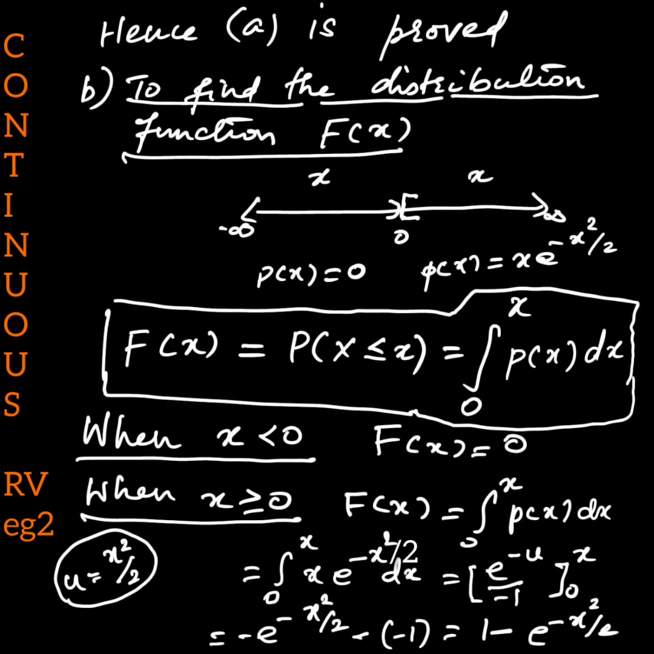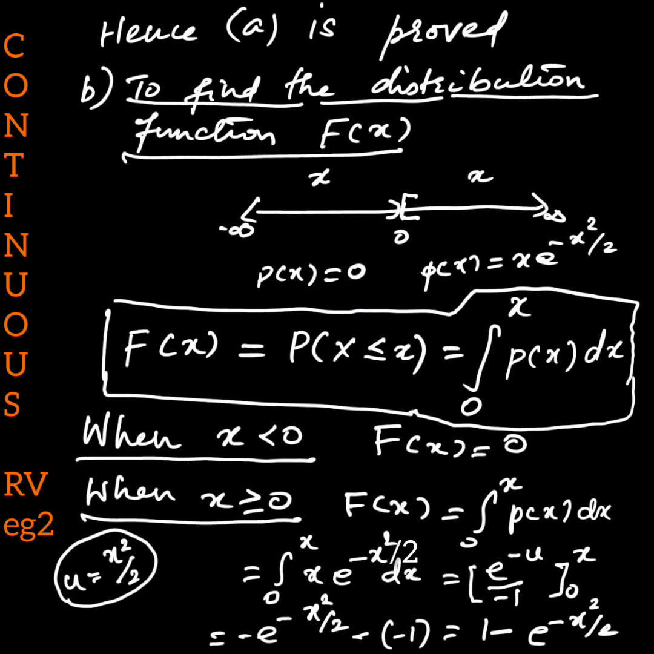A part is over. Now come to the B part. It is to find the distribution function capital F of x. Actually, p of x is divided into two cases. One is x less than 0, where the function value is 0, and the other is x greater than or equal to 0, where the function value p of x is x times e power minus x square by 2.